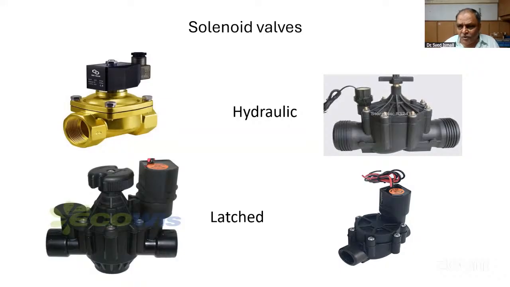There are latch solenoid valves. You give a pulse, it will latch to the on state. Give another pulse, it will latch to the off state. This is used mainly when you want to use solar panels for irrigation control. Normal solenoids we use when we have real power availability. For example, NPK mixing chambers, where you want to put 3 volts, 4 volts, you can use this also.